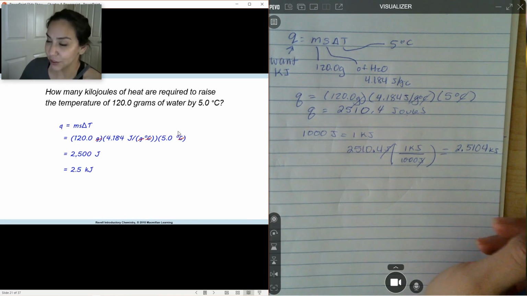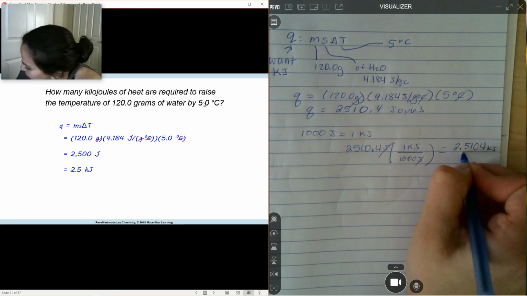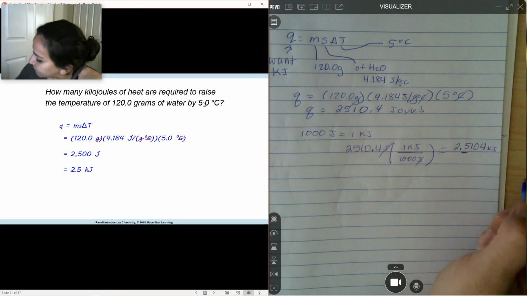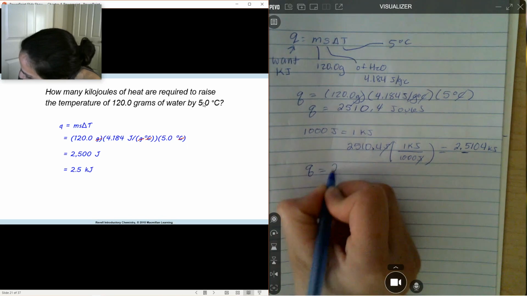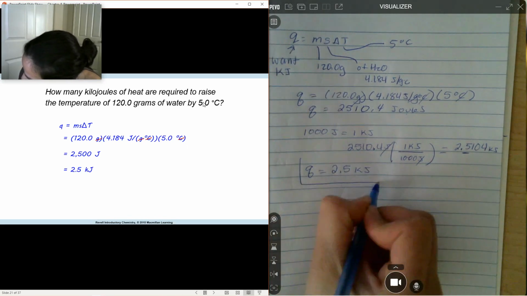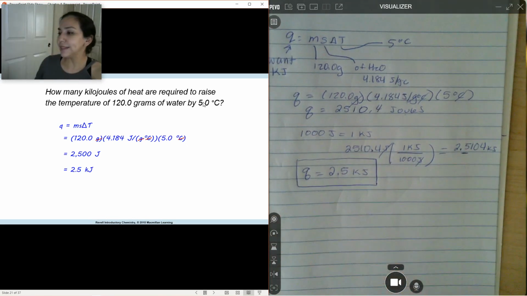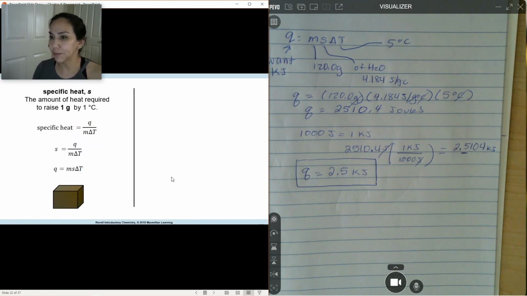Actually, not the final answer, because now we're going to look at significant figures. We have 4 significant figures here, but only 1 there. So we have to put this into significant figures, which is going to be where that 5 is at. So therefore, my Q is actually going to be 2.5 kilojoules. And that's the amount of heat required to raise the temperature of 120 grams of water by 5 degrees Celsius.